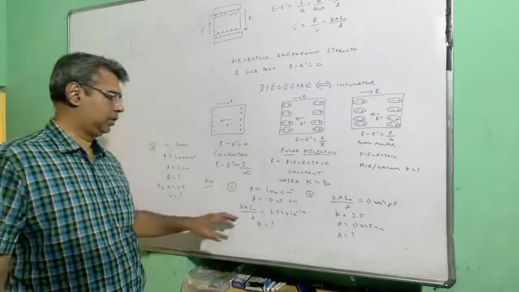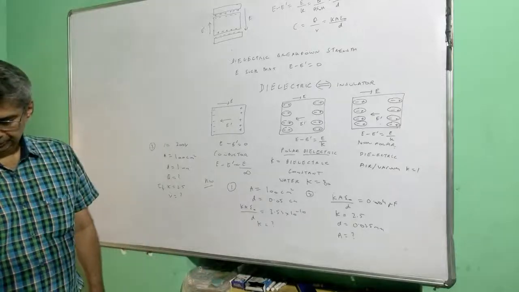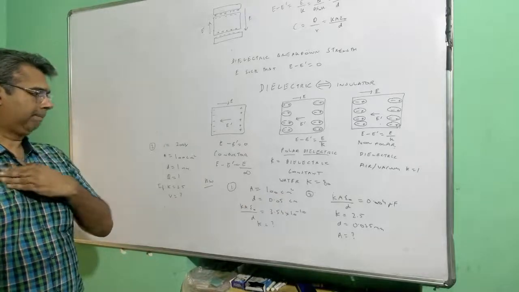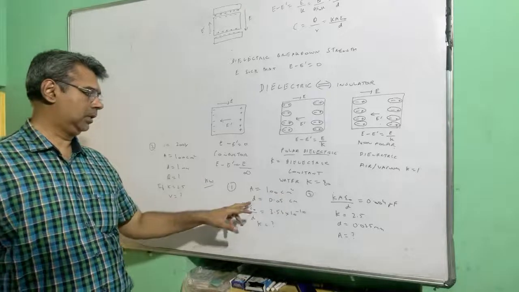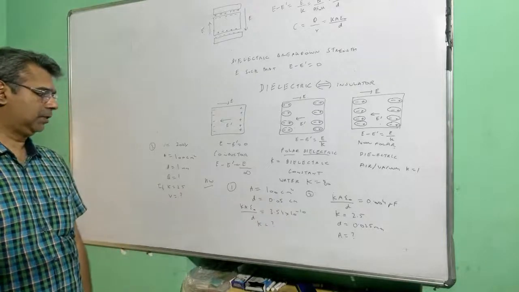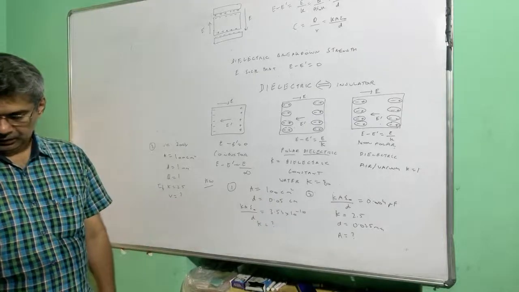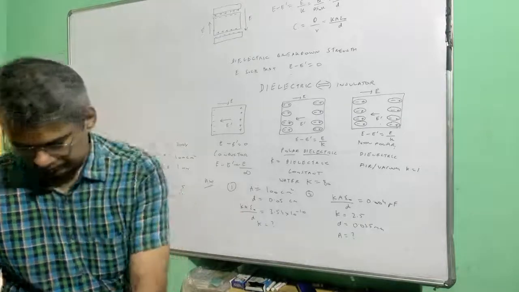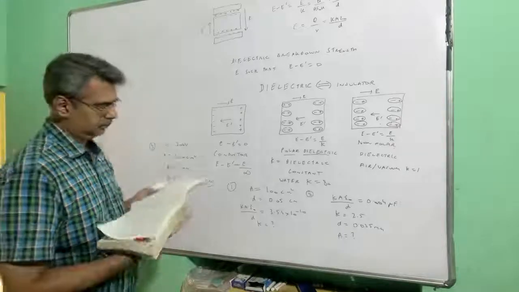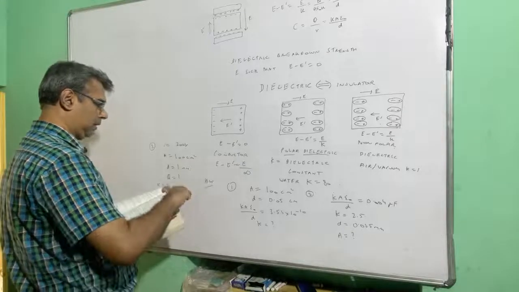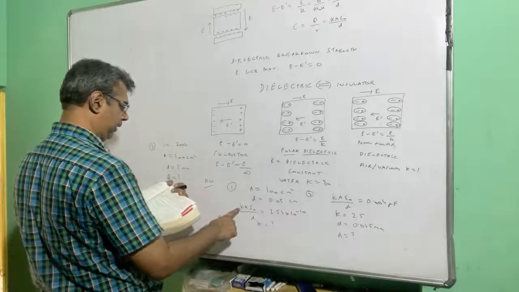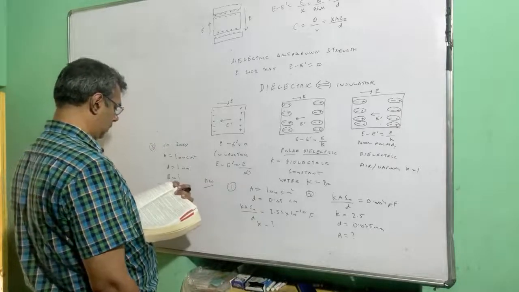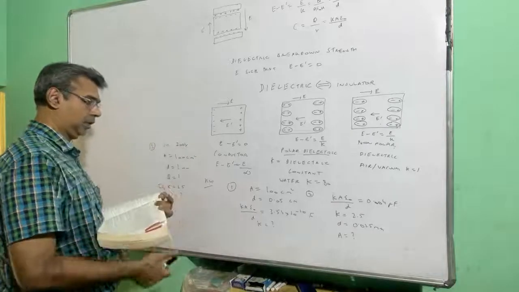The first homework question is that in a parallel plate capacitor, the area is 100 centimeters square. The distance between the plates is 0.05 centimeter, and it is given that with a dielectric, the capacitance is 3.54 into 10 to the power minus 10 farad. The question is, what is the dielectric constant? This is question number 1.